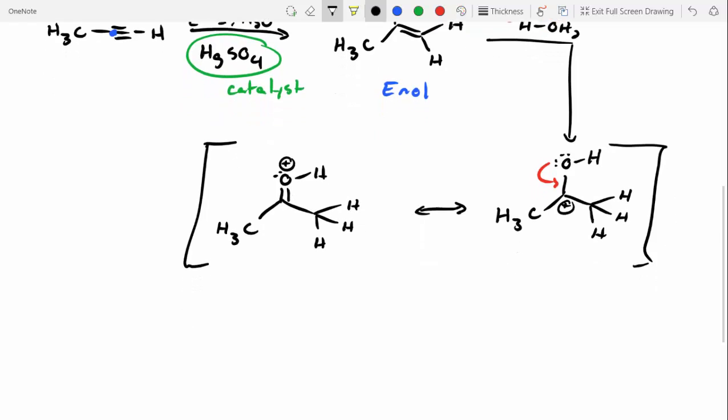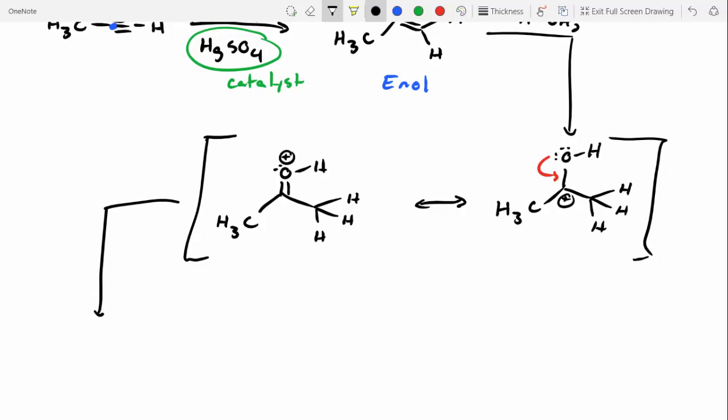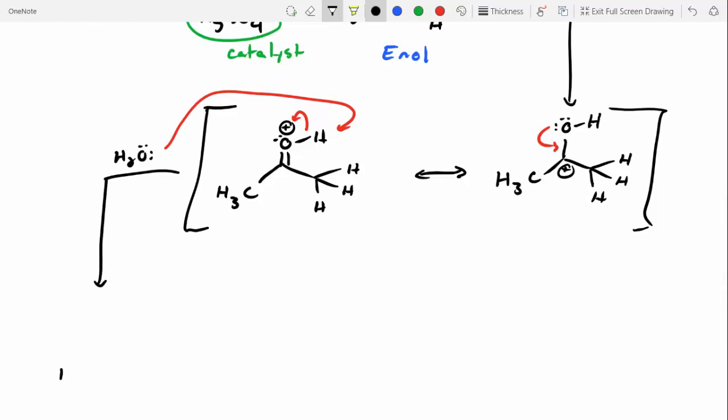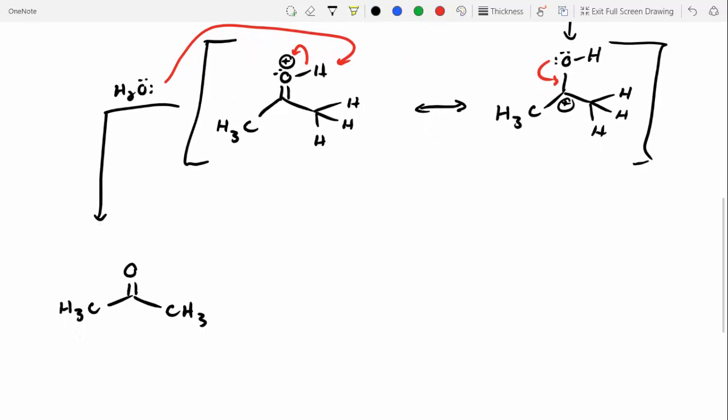Now if we still have water around, this water can act as a weak base and just pull this proton off and give us a new functional group. What's this new functional group called? It's a ketone, specifically acetone. This is called a keto-enol tautomerization.